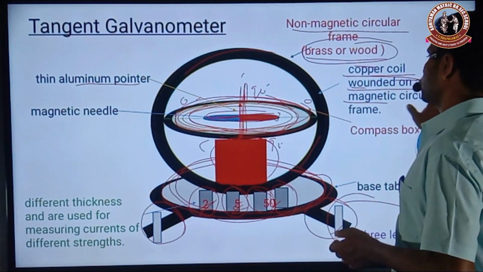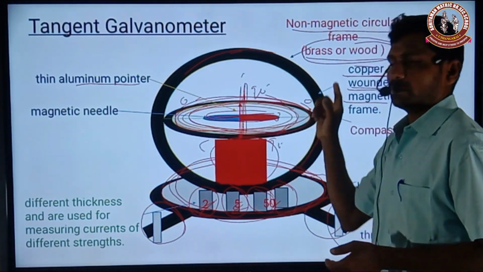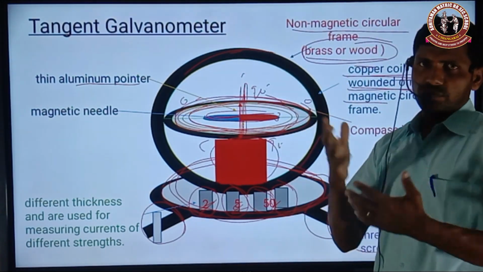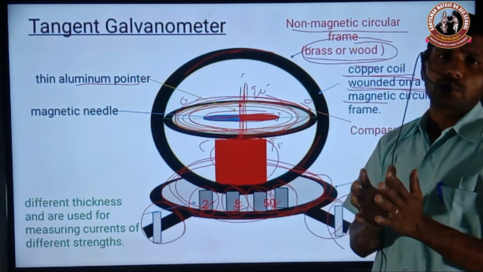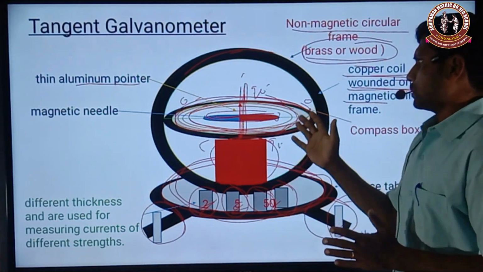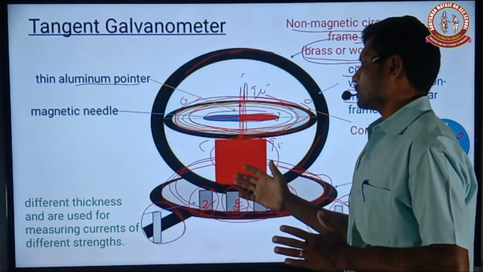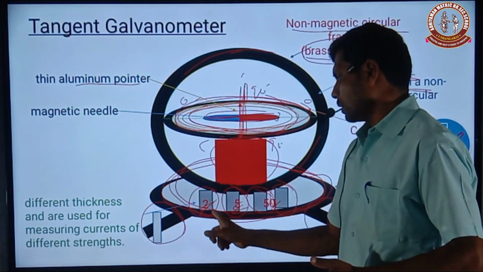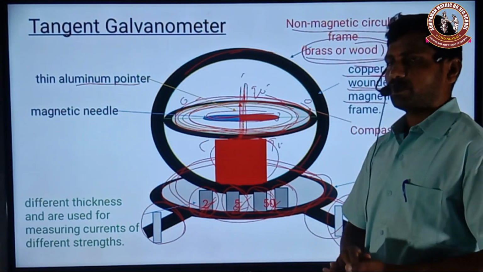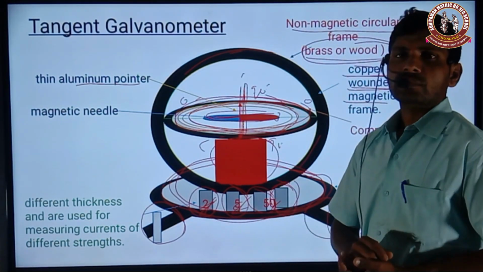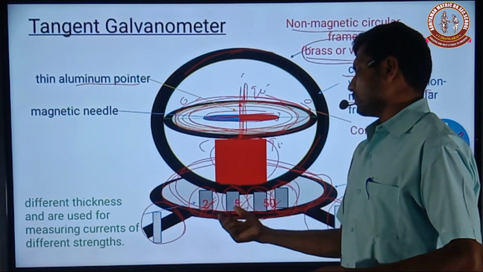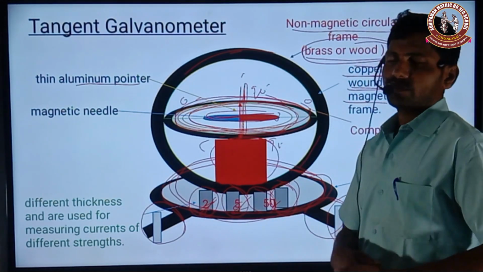The copper coil is wound inside the non-metallic frame. Different numbers of turns are used to measure different amounts of current. The different numbers of turns are connected to the axial terminals: terminal 2, terminal 5 and terminal 50, which is the common terminal. The basic laboratory coil is used for 2 turns, 5 turns and 50 turns.